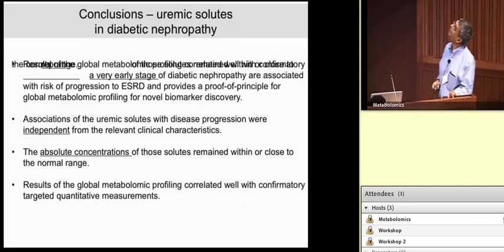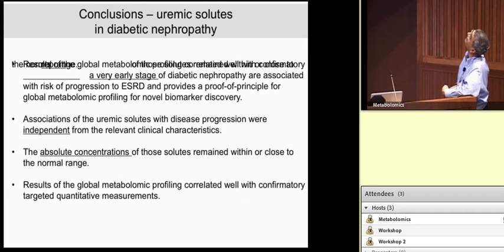So this got messed up, but I guess it's fine. So basically, we were able to come up with a pattern of metabolites in this proof of principle study by global metabolomic profiling by untargeted for biomarker discovery, and then validated with a targeted approach. The association of the uremic solutes with disease progression were independent of relevant clinical characteristics. And what was very interesting was that the absolute concentrations of these metabolites were actually within the normal range of what was being reported in the literature. It is just at the higher end of the normal range.